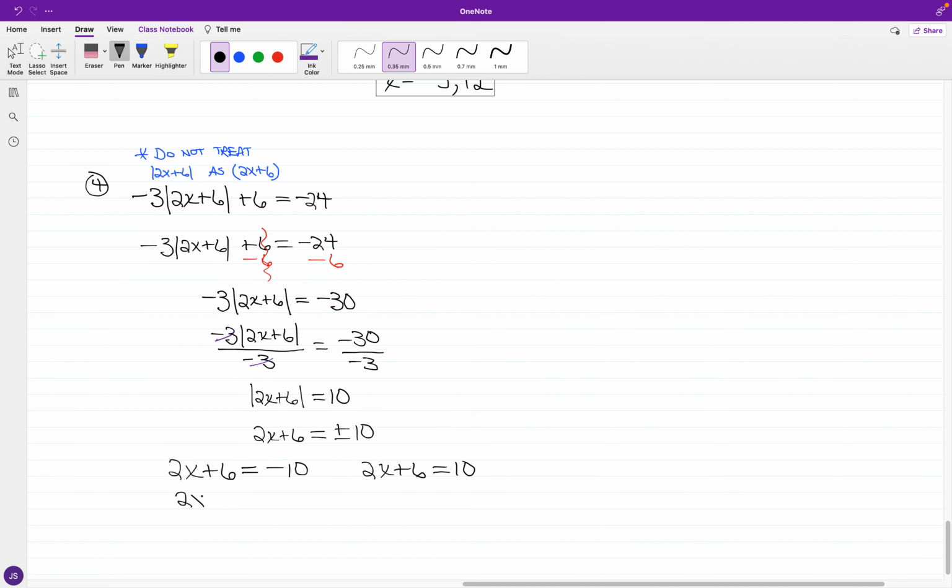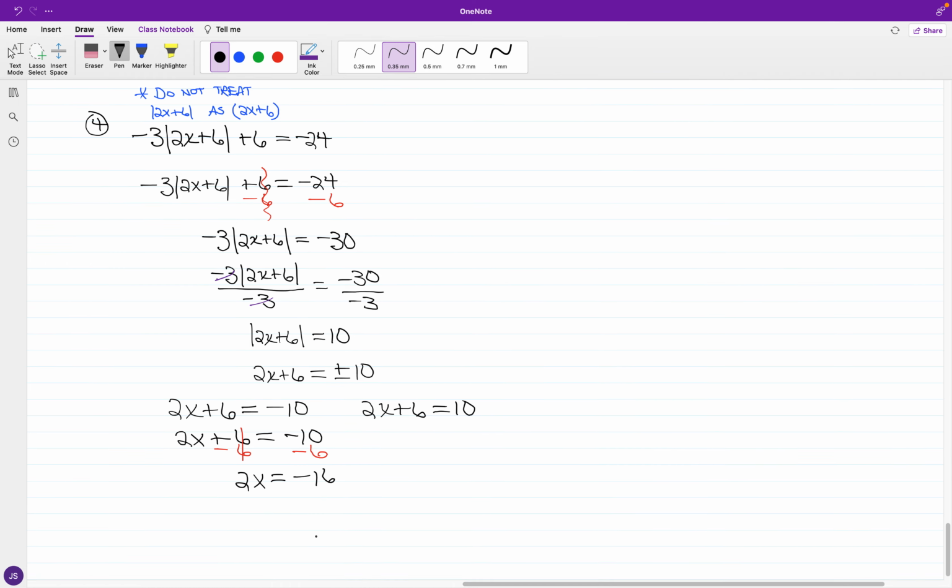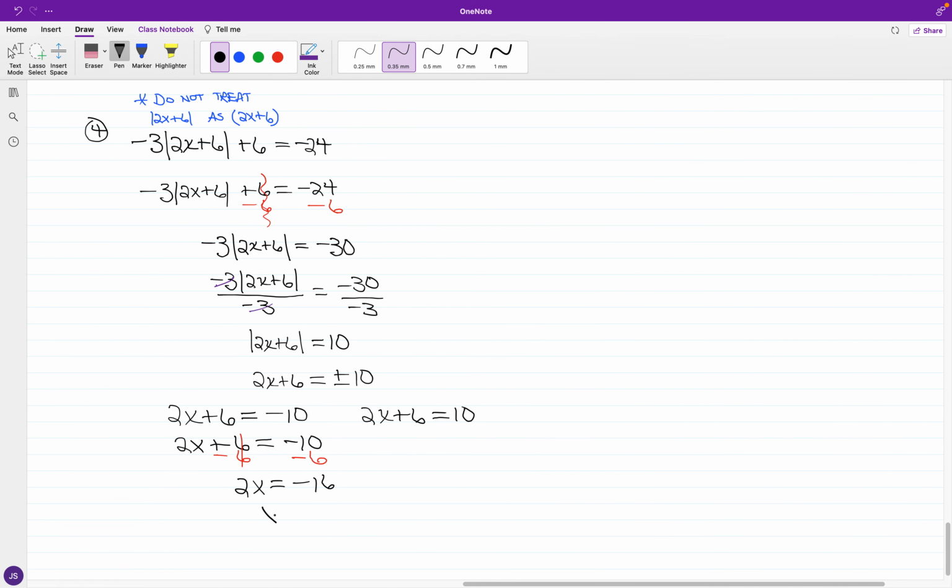Okay, so in both equations, if I take 6 away from both sides, we have that 2x is equal to negative 10 minus 6, so we have negative 16. Okay, so one solution is going to land at negative 8.